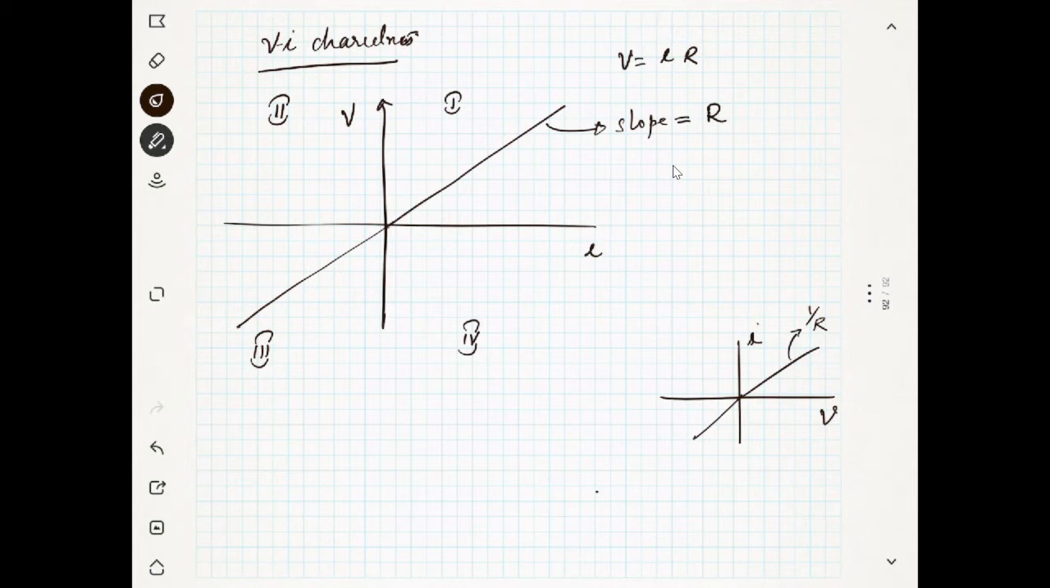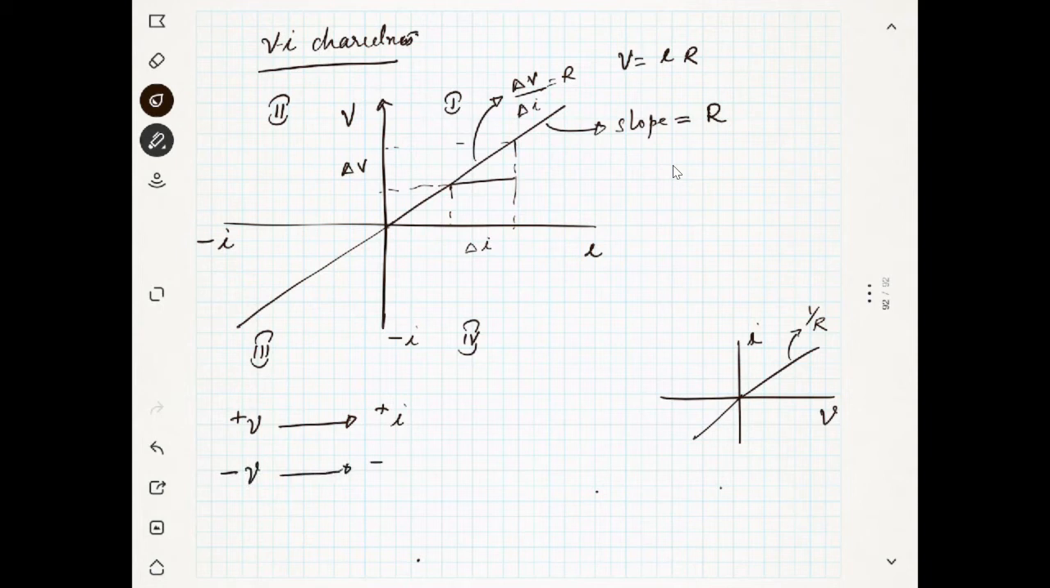Now, you can find the slope at any point. So this is delta V and this is delta I. Then the slope is nothing but delta V by delta I, that is equal to R. Now, this is the fourth quadrant. When the current is negative, this is minus I. When the voltage is positive, the current is also positive. When the voltage is negative, the current is also negative.